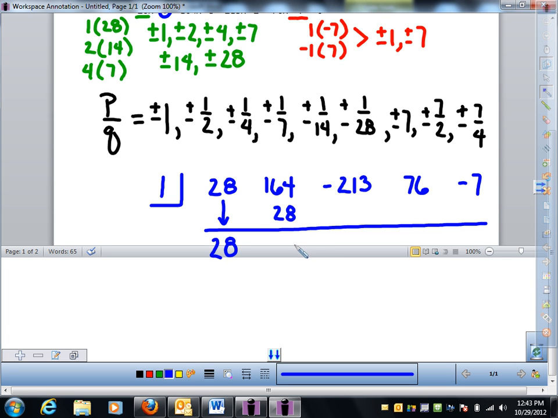Add. That gives me a 12, carry a 1, 9, 192. Multiply, so I get 192. Add. In this case, I'll get a negative 21. Multiply, I'll get negative 21. Add will give me a positive 55. Multiply, I get 55. Add, I get 48. Did not turn out to be 0. So what we know is that 1 is not one of the factors that works.